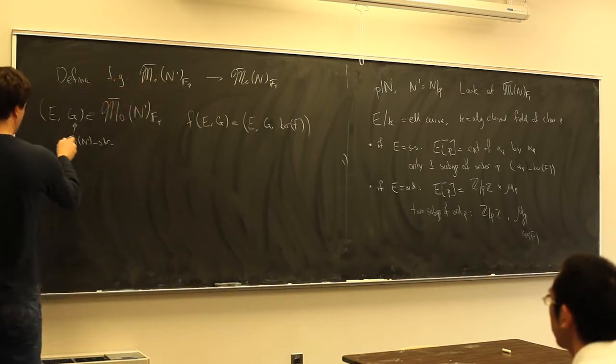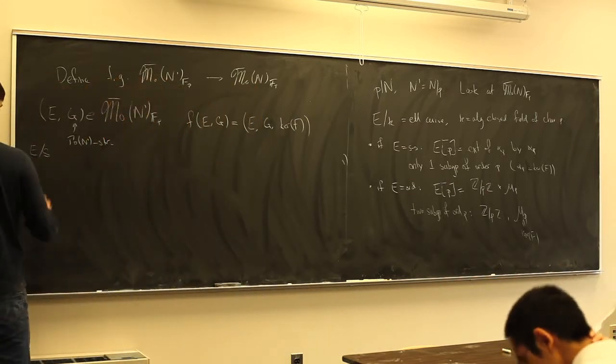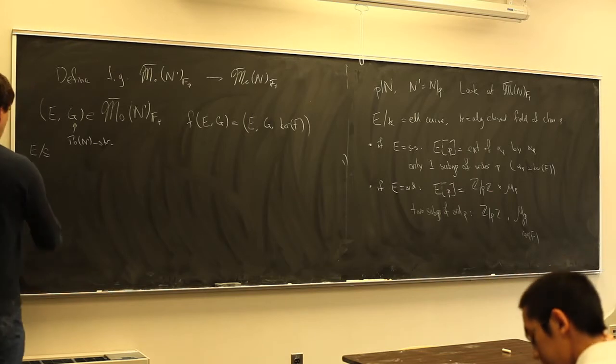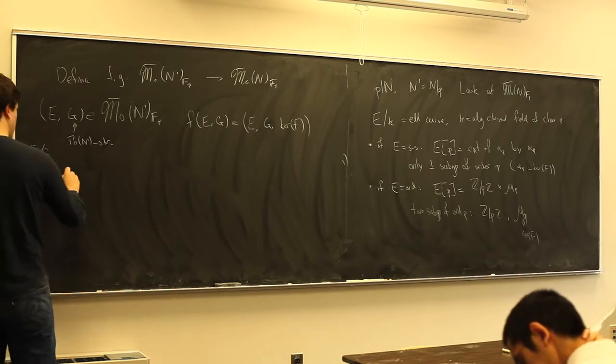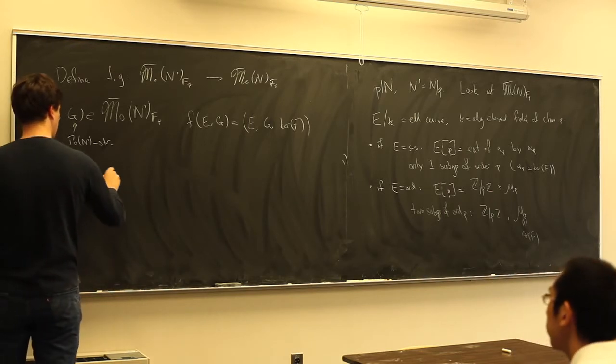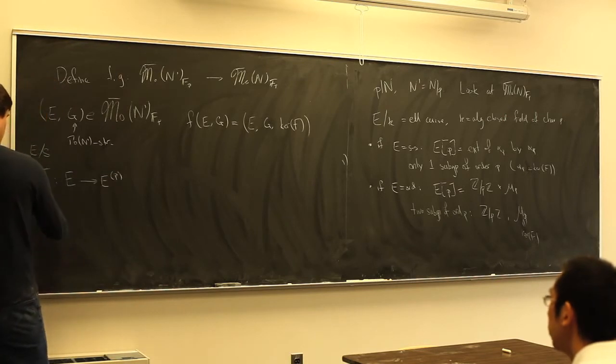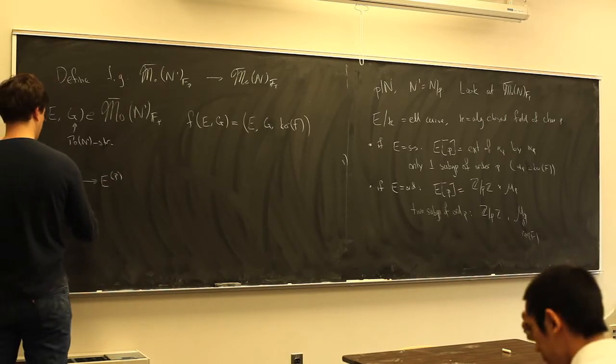So remember, E here is over some scheme S. S is just some F_p scheme. And there's this relative Frobenius that goes from E to this twist E^(p). And then its dual is the Verschiebung, which goes from E^(p) to E.